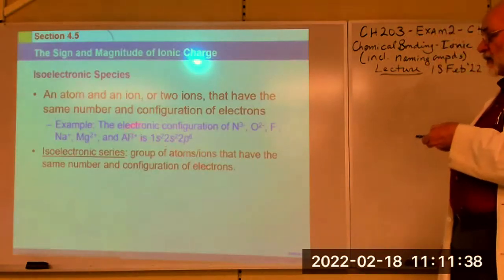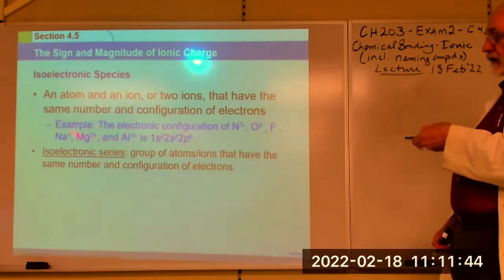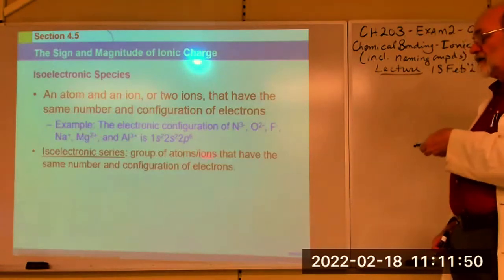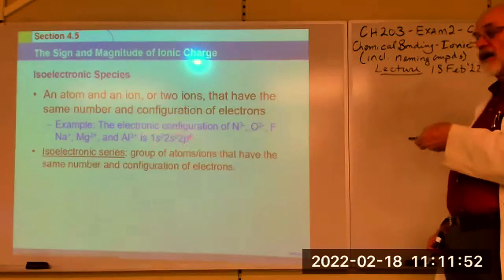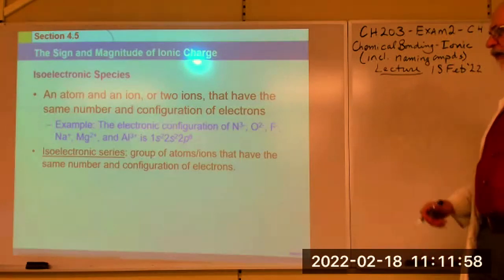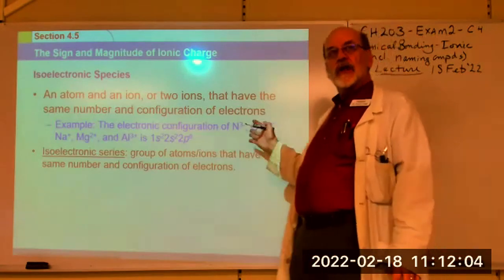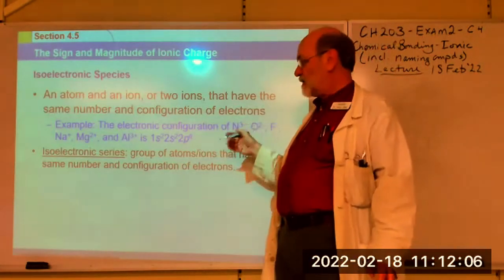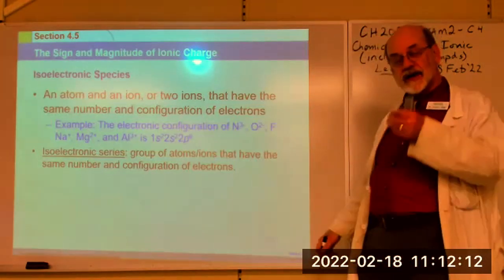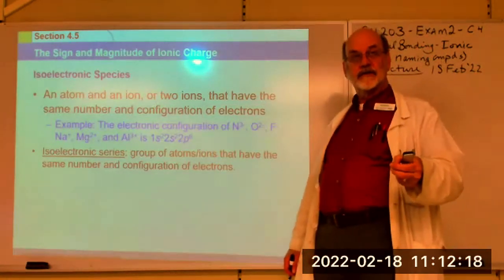And these are examples, right? Nitrogen, oxygen, fluorine. And then if you go down to sodium and lose an electron, magnesium lose an electron, aluminum lose 3 electrons, then they all look like this. They all look like neon. That's an isoelectronic series. Now, we don't have to form a series from those that look like a noble gas, but that's the most common. You could form isoelectronic series from other elements as long as they have exactly the same electronic configuration. Iso means same.